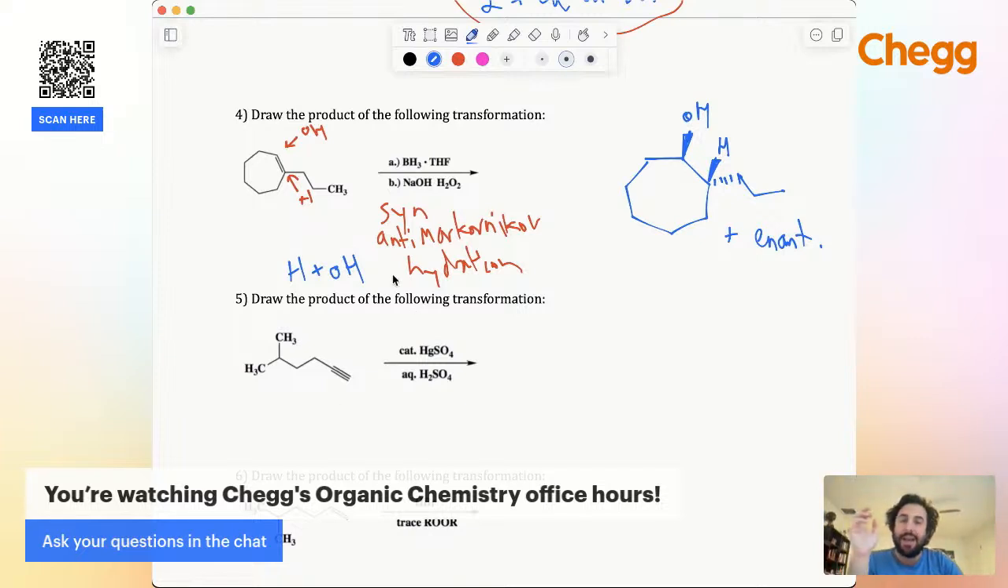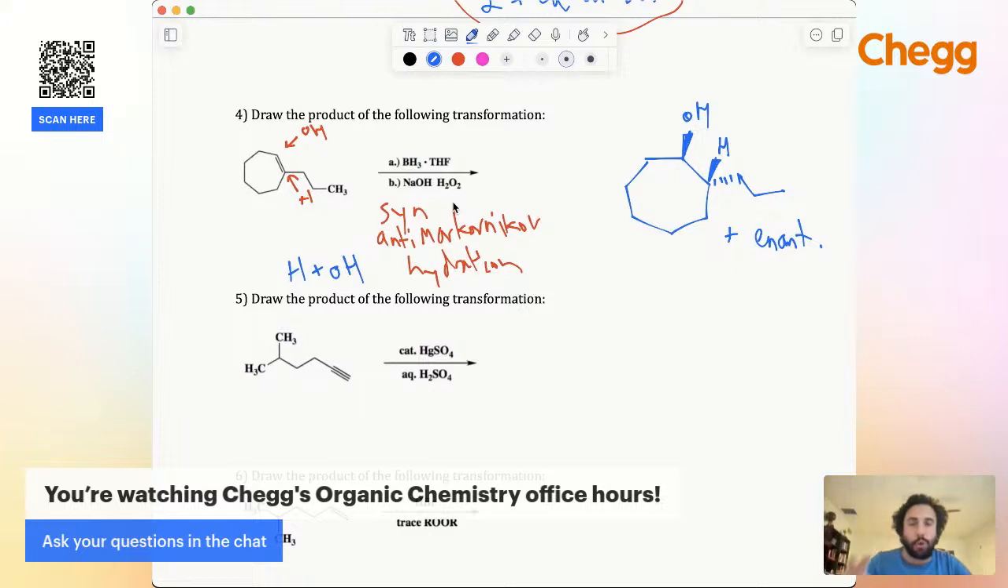So once again, hydration told us H plus OH. Anti-Markovnikov told us OH onto this carbon and not that one. And then syn told us they add from the same side of the molecule. So they end up cis to one another on the product. That's also a very important thing. People associate syn with cis. And so it's very tempting for students to think that the hydroxyl and the propyl will end up cis to one another, but that's not the case.